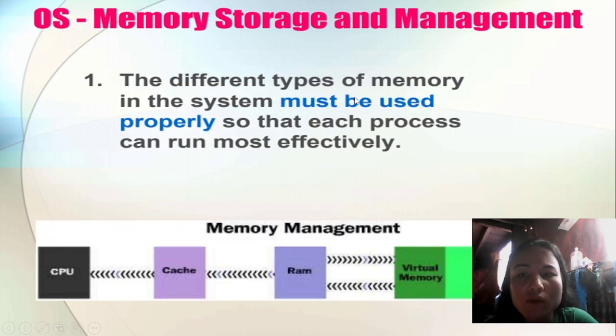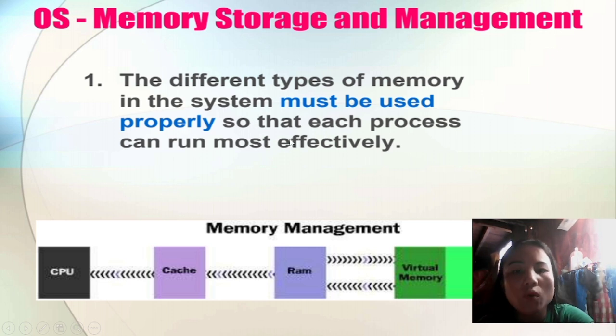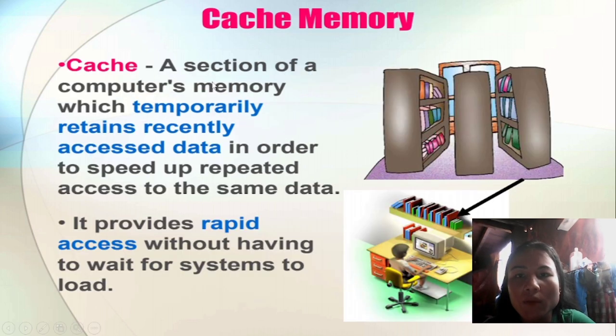The different types of memory in the system must be used properly so that each process can run most effectively. So there are the same situations: the CPU, cache, RAM, virtual memory, and disk storage. To the next part: cache in memory.